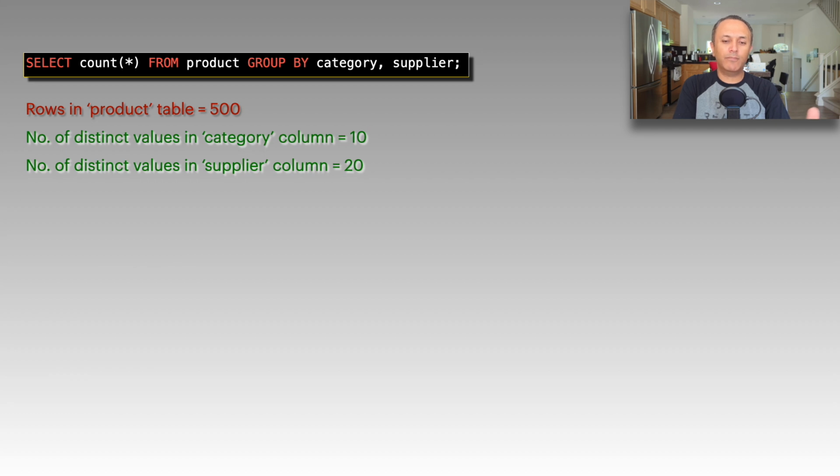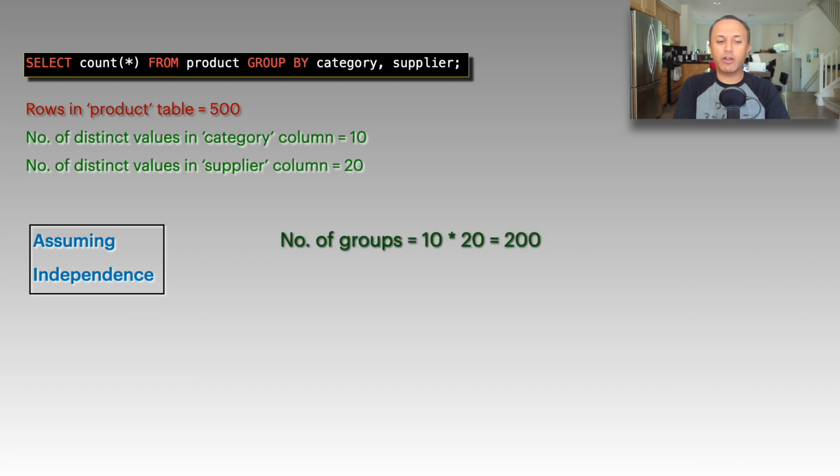We can assume that the category and the supplier columns are independent. So based on that assumption, we can say that the number of possible combinations is basically the product of the number of distinct values in both columns. Because we have 10 different categories and 20 different suppliers, there are 200 possible different combinations of category and supplier values. So this will give us an estimate of the number of groups in this case. Because we assumed independence, we can come up with this value.